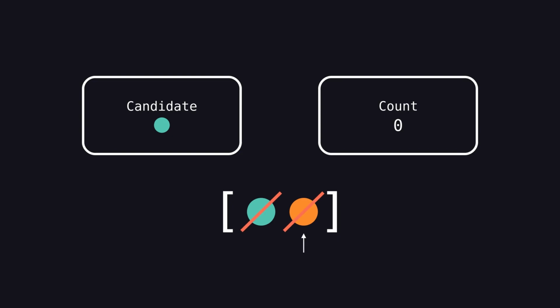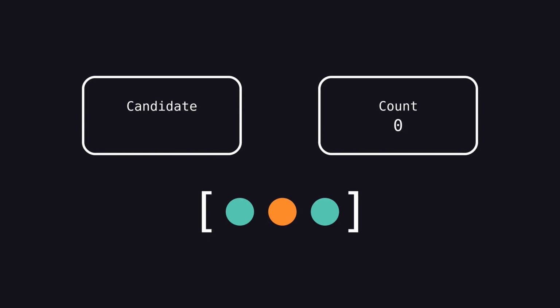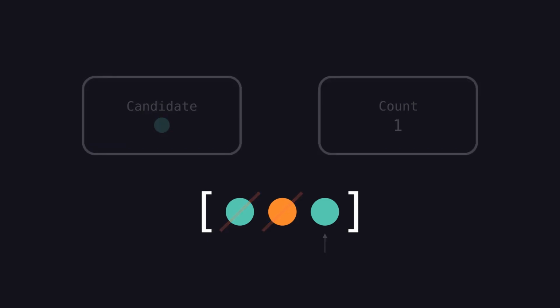Take this case where teal is the majority. The teal element starts the count off with 1. Then the orange element decrements it back to 0, cancelling out the increment from the teal element. Then we finish with teal. So in fact, it's as if the first two elements were never there at all.